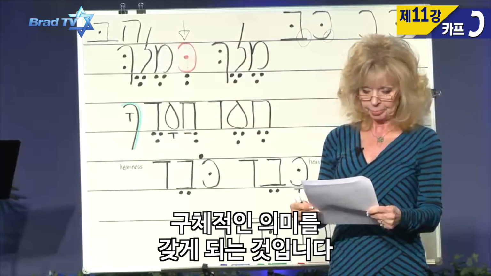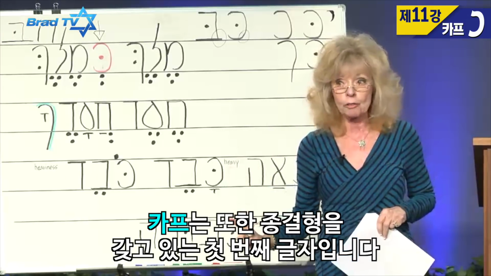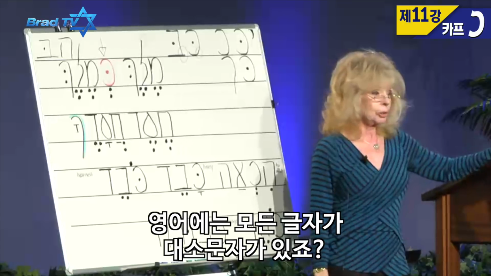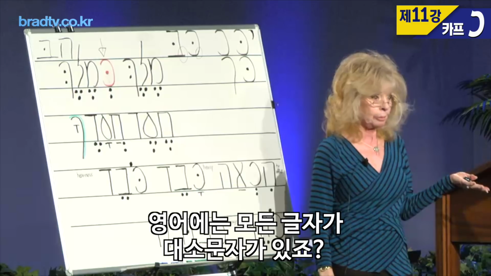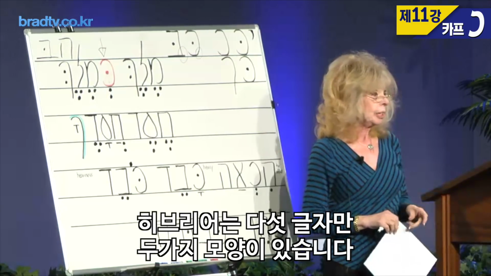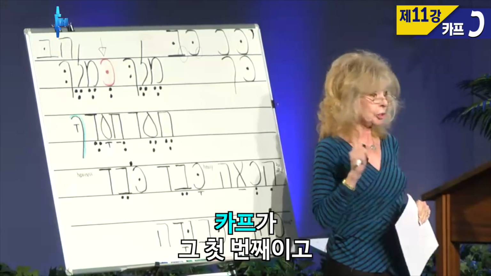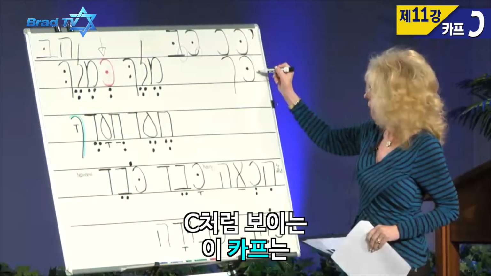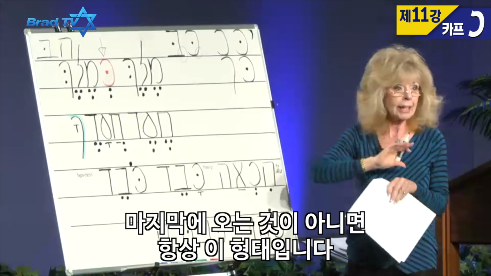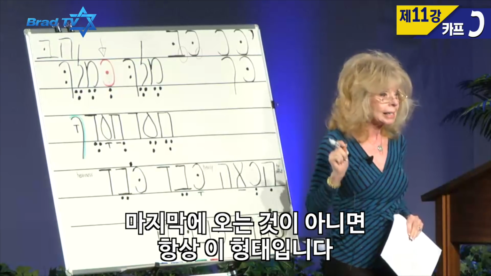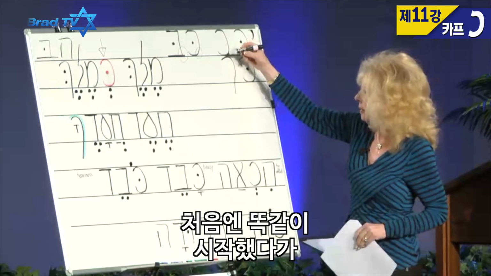Now, kaf is the first letter that also has a final form. In English, we have a capital and a lowercase for every single letter in the alphabet, right? But in Hebrew, we have only five letters that have two forms. Kaf is the first one. So we have this kaf that looks kind of like a C, and this one will appear anywhere in the word unless it's the last letter. If it's the very last letter of a word, it's going to take this form.